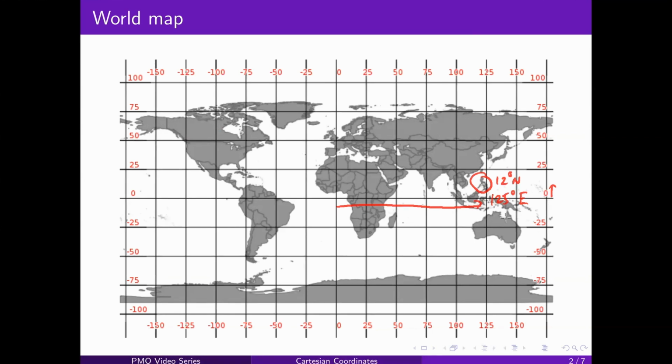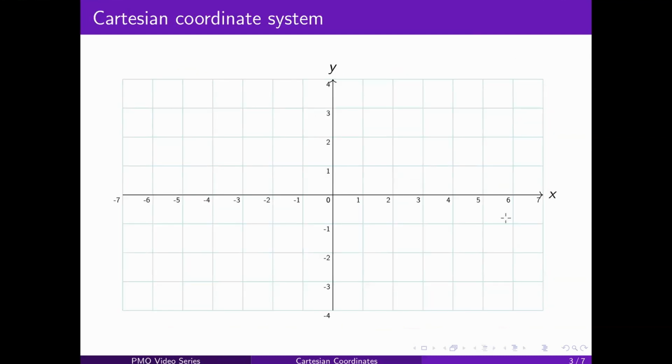This is the same idea used in Cartesian coordinates, except instead of a globe, which is a little more complicated, we're just going to look at a flat infinite plane. So every point on the plane can be identified with two numbers, the x and the y coordinate. For example, this point here would be labeled as 2, 1. The first number is the x coordinate and the second is the y coordinate.